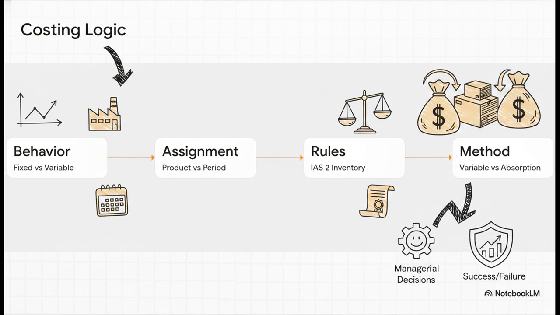Let's piece this whole puzzle together one last time. Understanding your cost behavior dictates your cost assignment. That assignment has to adhere to IAS 2 inventory rules. This drives your choice between variable and absorption costing, which then ultimately defines when your profit is realized. And all of that directly impacts the managerial decisions that determine the success or failure of your entire business.